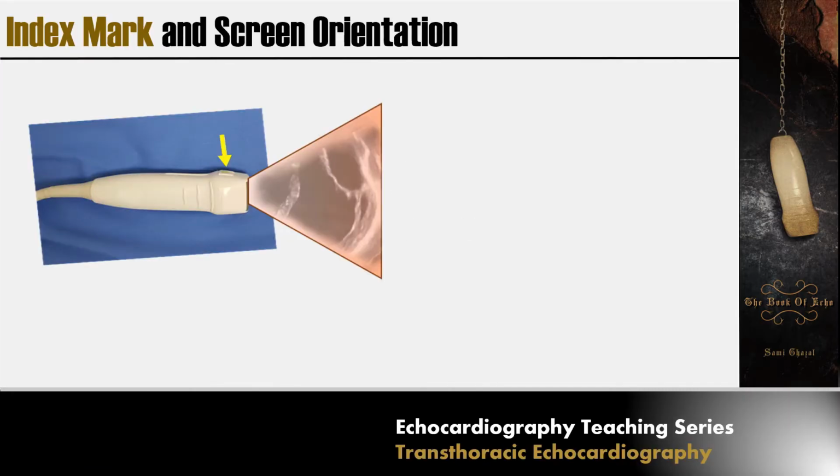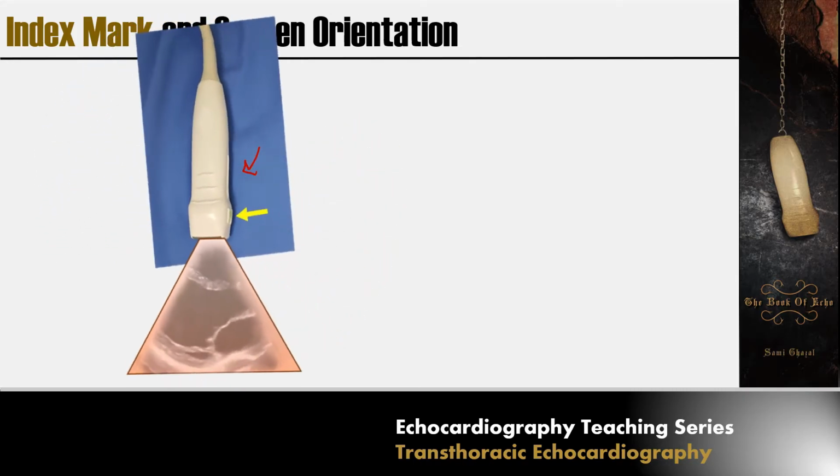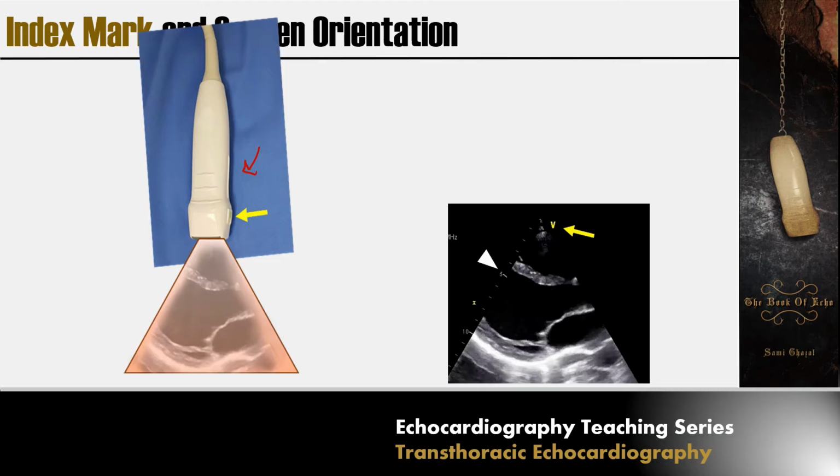In echocardiography, every probe has an index mark. This index mark can be a notch, an LED, or a groove, or any combination of these. The reason why we need this notch is to orient the operator to the screen. So this notch here will always be presented on the right side of the screen. This notch will be presented here.